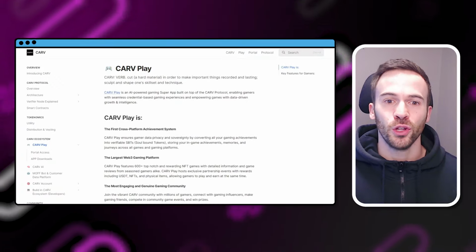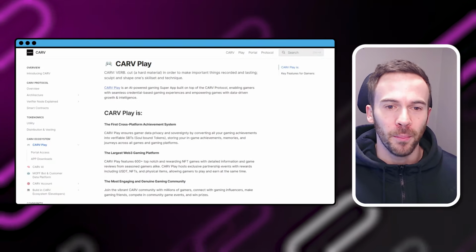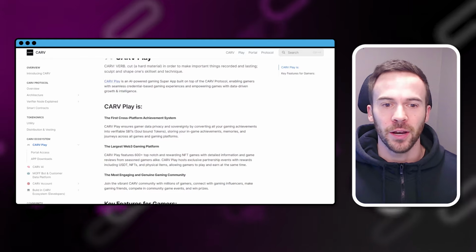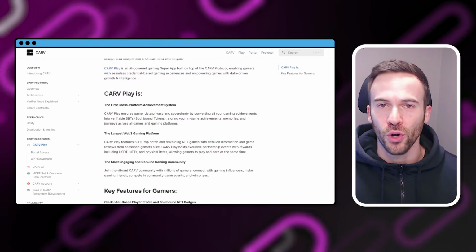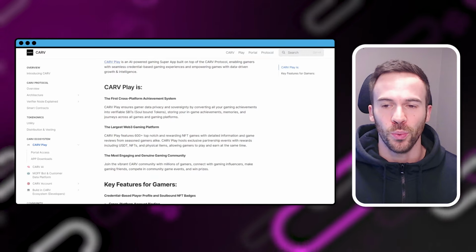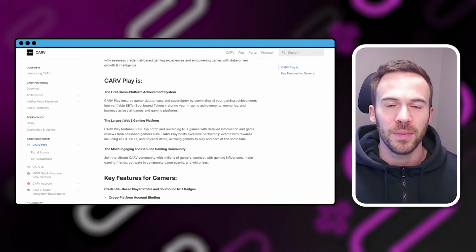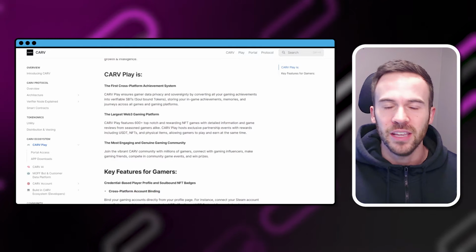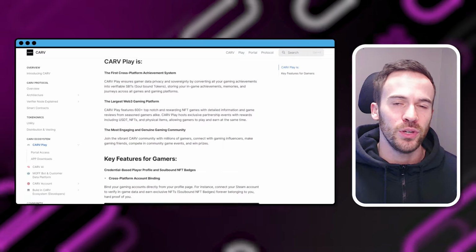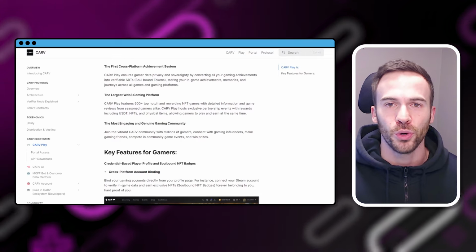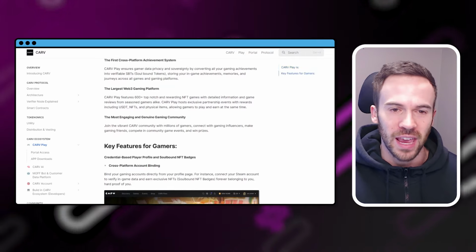So if we take a look at Carv Play in more detail, here we are talking about a platform that is basically allowing gamers to showcase their achievements. So we are talking about a way for gaming achievements to be displayed. And these are what they call soulbound tokens, basically like an NFT that you get to showcase in your inventory with all of your milestones and achievements.